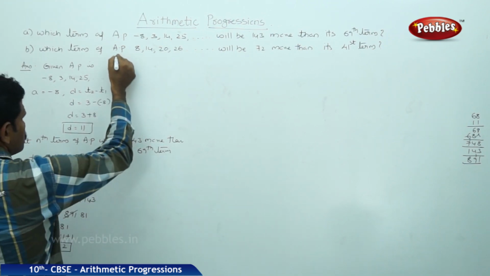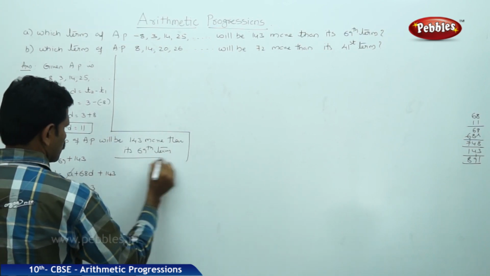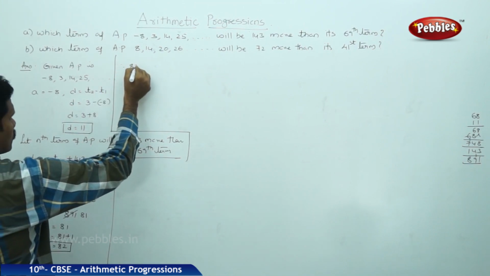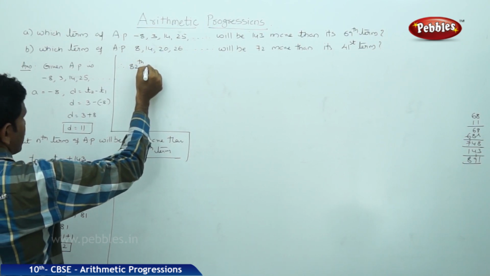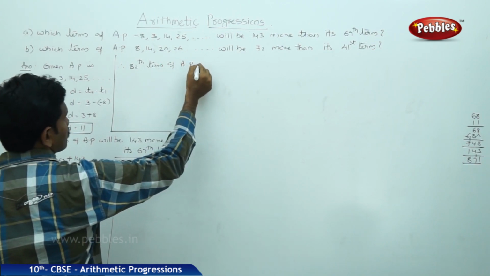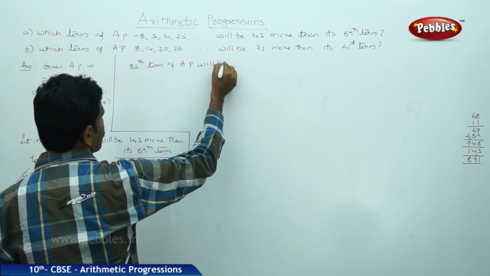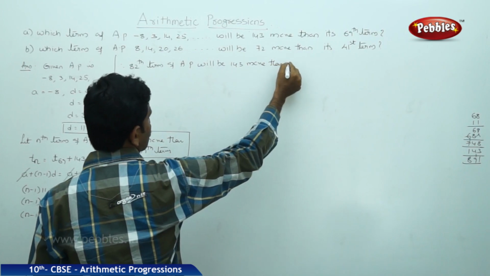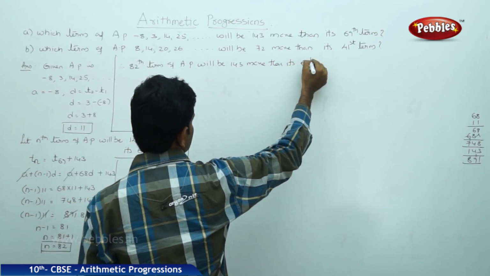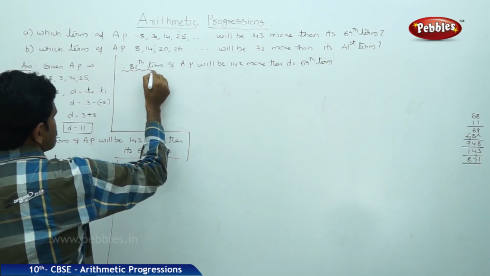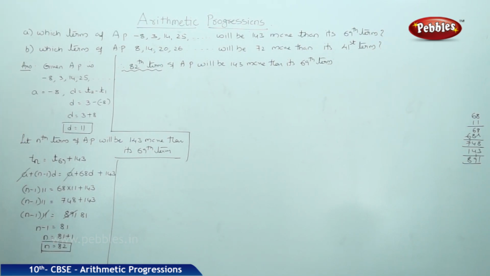Therefore, we have to conclude the answer. I am ready with the value of n. Which term of AP? Therefore, I got the n value is equal to 82. Therefore, the 82nd term of AP will be 143 more than its 69th term. Therefore, our answer is the 82nd term.